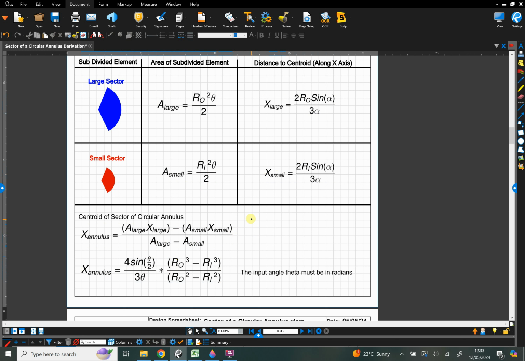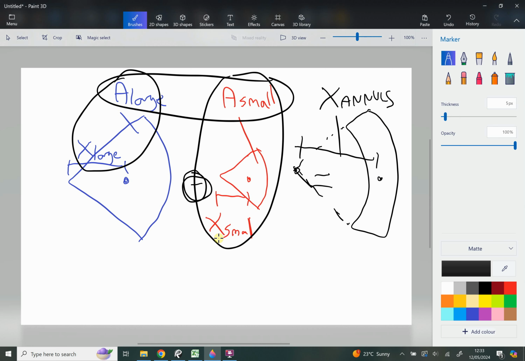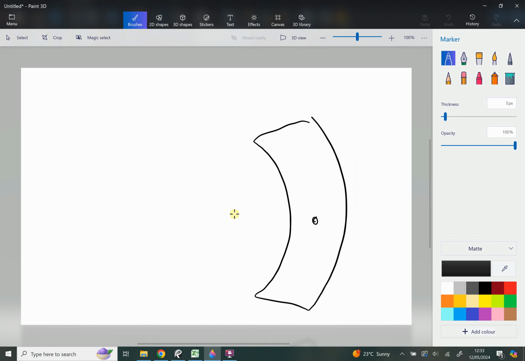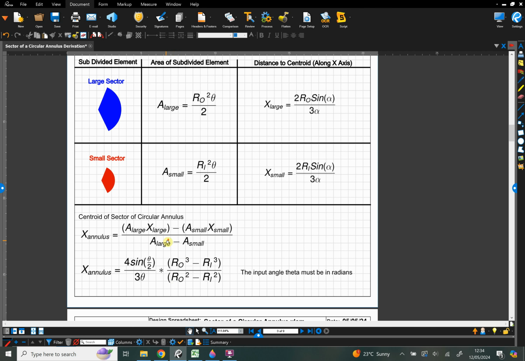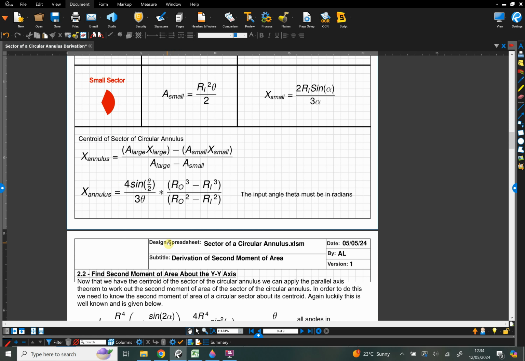Now we can apply the parallel axis theorem to work out the second moment of area. To start off with, I'm going to do the more difficult axis, so we're going to start with the y-axis. This is our annular sector, with xx and yy axes, and we're going to work out the stiffness around this axis, which is going to be the Iy of the system. To do that, we need to know the distances. Hold on a second, I believe I may have got that wrong.